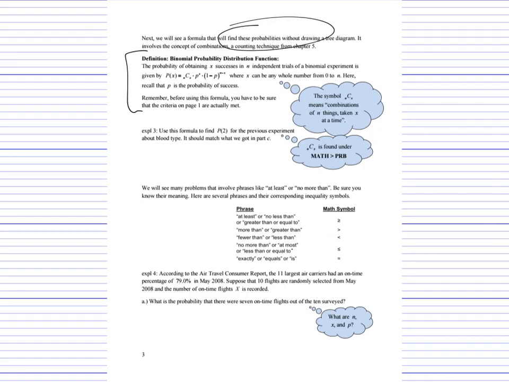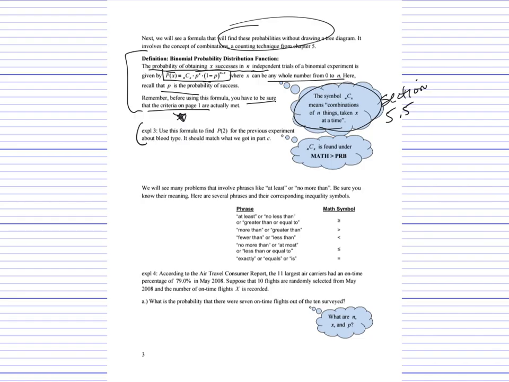All right, so it says the probability of obtaining X successes in N independent trials of a binomial experiment is given by this lovely little formula, where X can be any whole number from 0 to N, as we saw. Here, remember, p is the probability of success. Remember, before using this formula, you have to be sure that you're actually dealing with a binomial experiment. Okay, we did see this nCx before in section 5.5. That is why we did section 5.5. So it wouldn't be completely foreign to us when we came to it here.